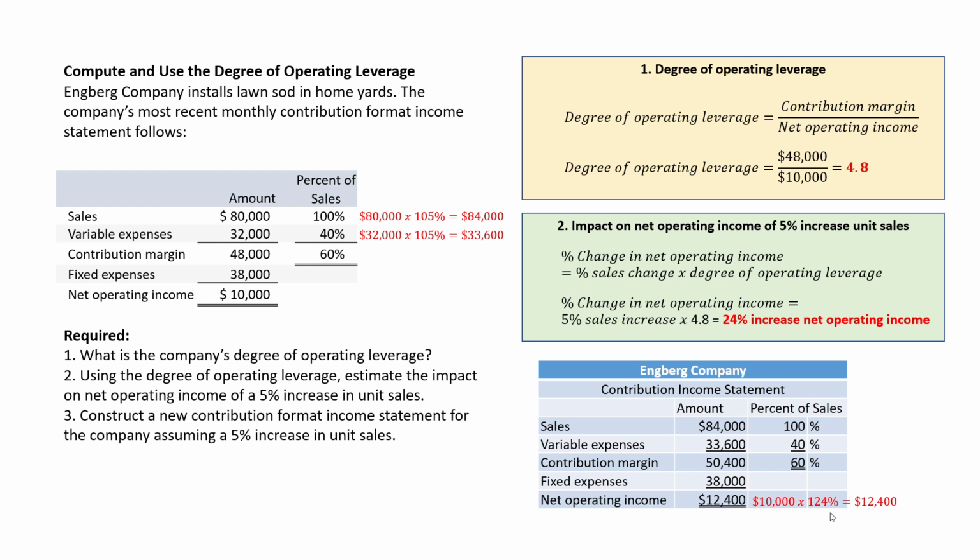I want to note, increases work just like decreases. A 5% decrease in sales would have led to a 24% decrease in net operating income. Sorry, I keep saying it wrong. Degree of operating leverage is just a measure of a multiplier or lever of how sensitive net operating income is to changes in sales.